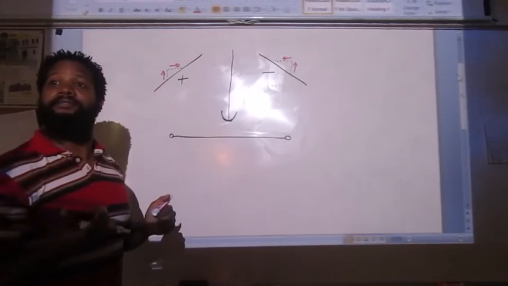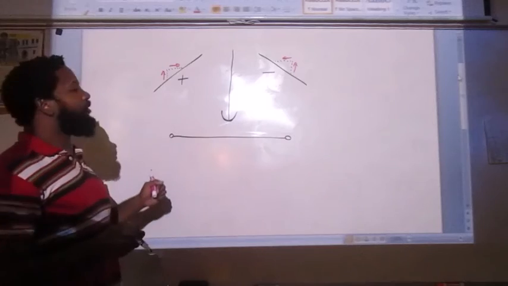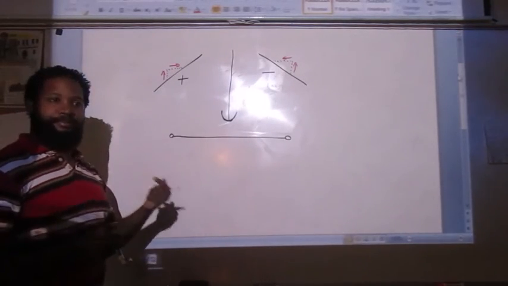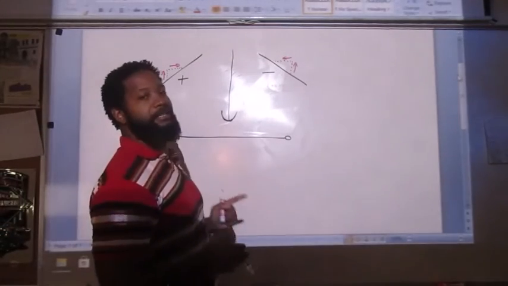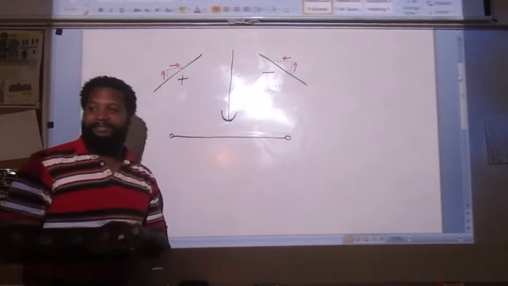On a graph, the right side is positive, the left side is negative. So if your slope goes up and it's running to the right, then it's positive. If it's running to the left, then it's negative, okay?